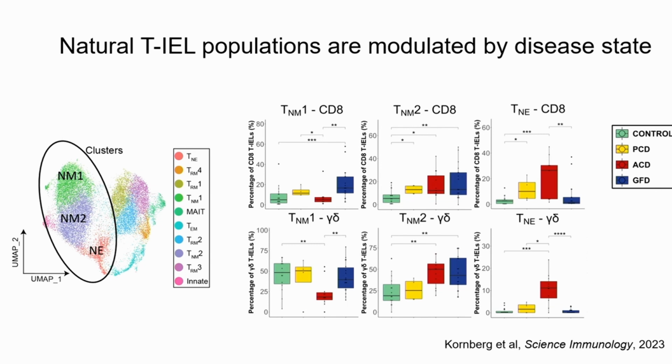The natural memory 1 population, which is on the top, is kind of interesting. In normal healthy individuals, predominantly those cells are gamma delta, but in celiac disease, you get an upregulation of those cells, even on a gluten-free diet, that are CD8 positive. So we think that these cells represent the cells that persist.